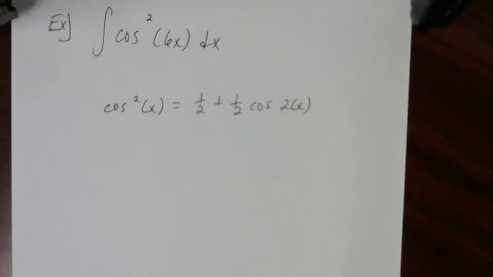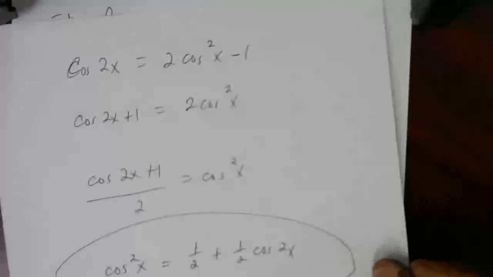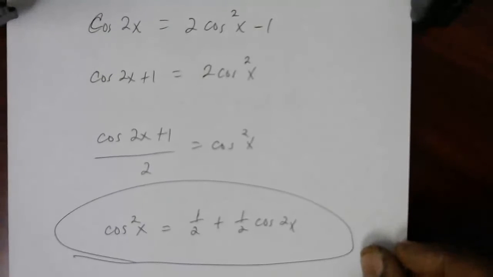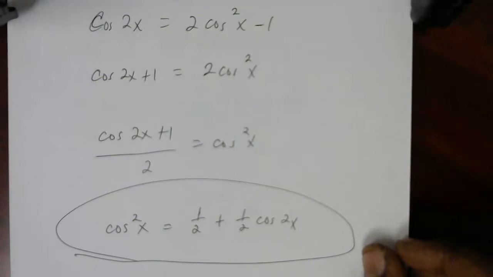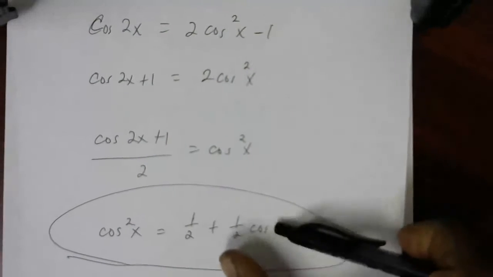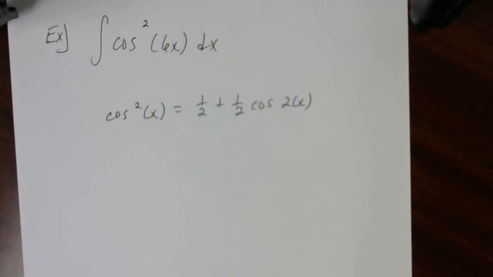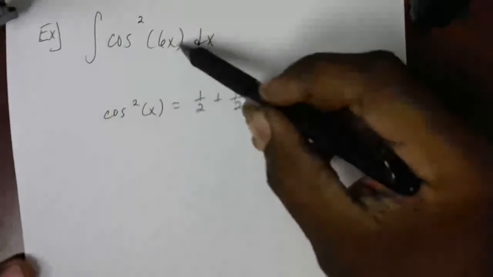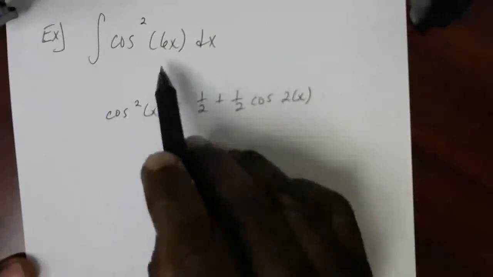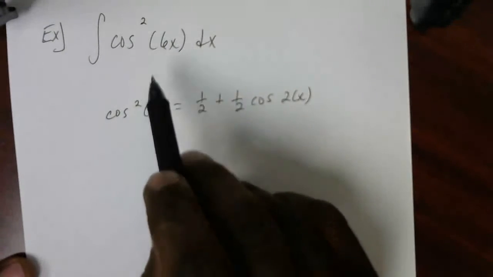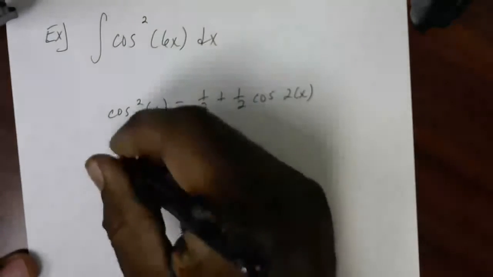Right. So again, that came from, and I'm just going back through our notes here, that came from this. Right. We simply took the double number for cosine, right, and solved it for cosine square. So in order to substitute out, I'm going to use this same formula, except wherever I see an x, I'm going to substitute it with 6x.